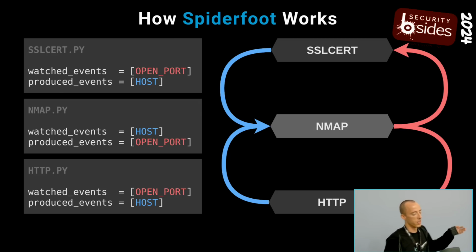Okay, so this is an example of 3 modules. Again, there are over 200 in Spiderfoot, but this is just a simple example. If we enabled 3 modules, we have an SSL cert module, Nmap, and then an HTTP module, which just visits a website. In this example, blue is a host. So you see the hosts are going into Nmap, and then Nmap is doing a port scan, and it's emitting red, which is open port, and the other 2 are consuming those. But then they consume them and produce hosts, which go back into Nmap.